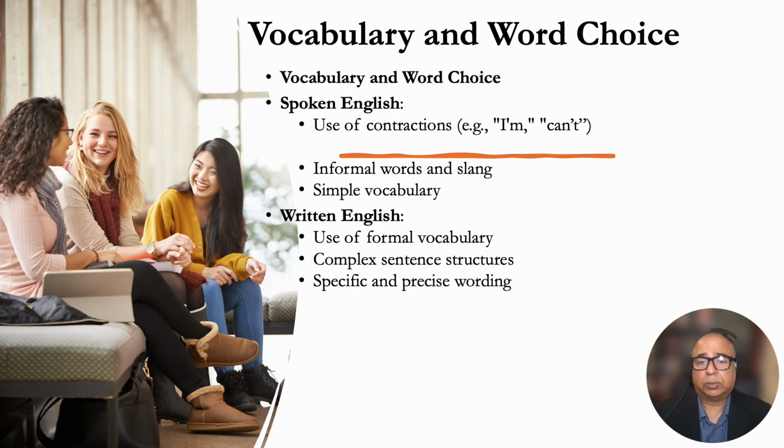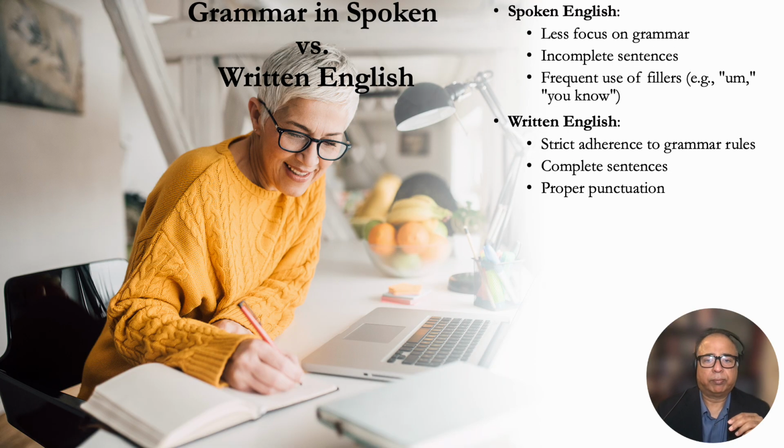So let's look at some vocabulary and word choice that we make. In spoken English, we use contractions. Right? I can't do that. I'll, rather than saying I will. But in written English, vocabulary is more formal, right? The sentence structures are complex. Wording is very specific and precise. Okay, grammar. What about grammar?